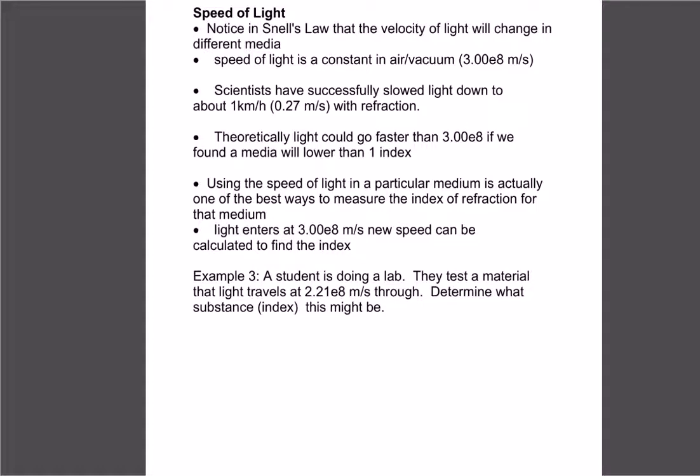So with the speed of light, if we notice that in our formula we have V1 over V2, the speed of light is going to change when it goes into a different medium. So our 3 to the 8 number that we use is for air, or more specifically in a vacuum going through space. It would be slightly slower in air due to the air particles and things like that, but we still just use 3 to the 8th for air.